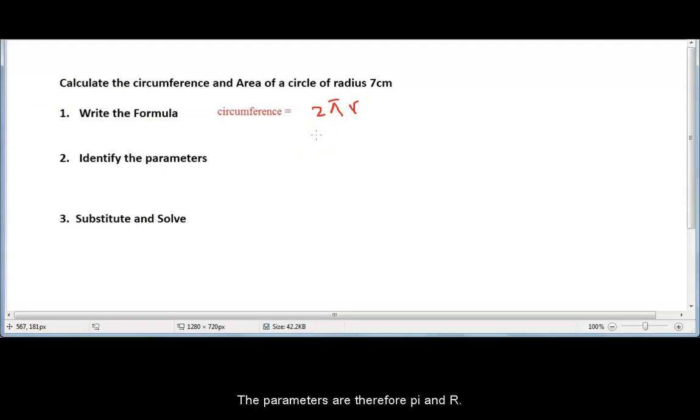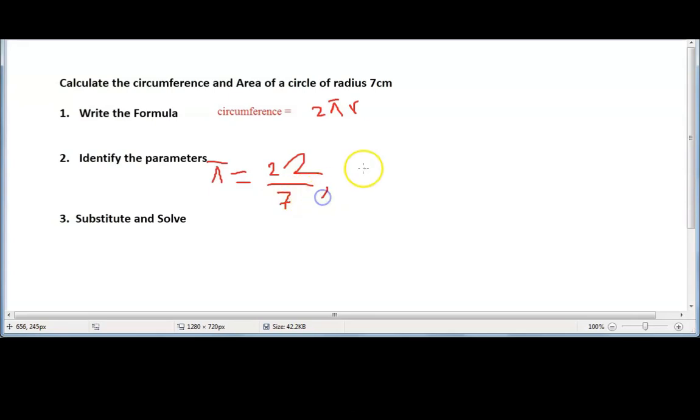The parameters are therefore pi and r, where pi is equal to 22/7, or we can write it as 3.142, and r is 7 cm.